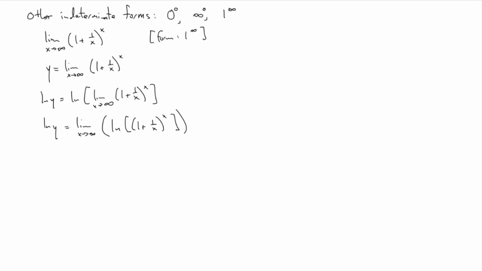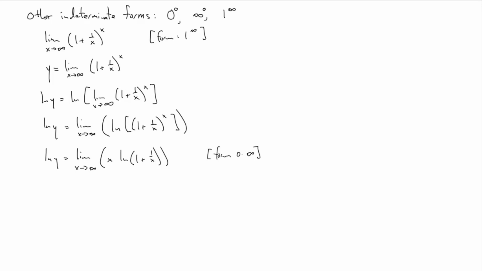The natural log of something to the x is x times the natural log of that something. You can bring the exponent in front of the logarithm. And that gives us that the natural log of y is the limit as x approaches infinity of x times the natural log of 1 plus 1 over x. And this is of the form 0 times infinity, or infinity times 0 technically, because as x approaches infinity, well, the x is of course approaching infinity, but the natural log of 1 plus 1 over x, well, 1 over x is approaching 0, and the natural log of 1 is 0.